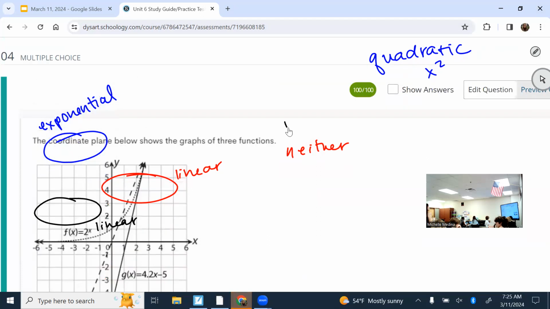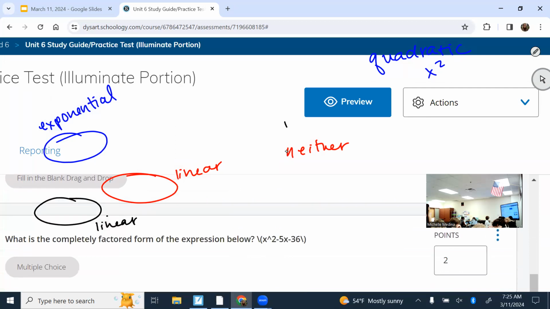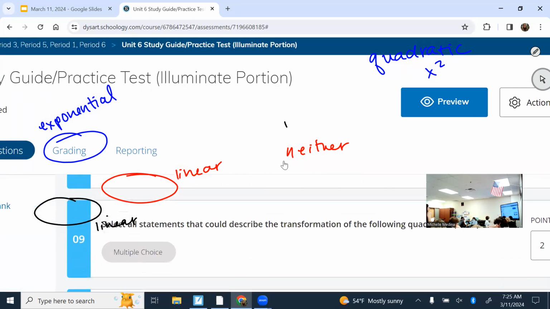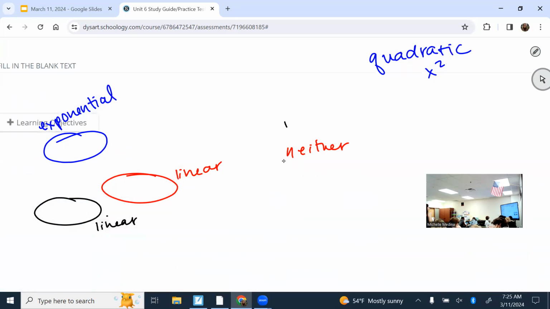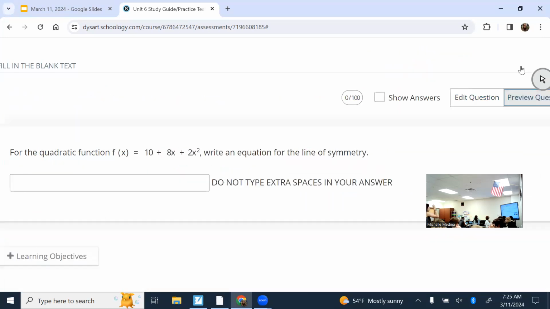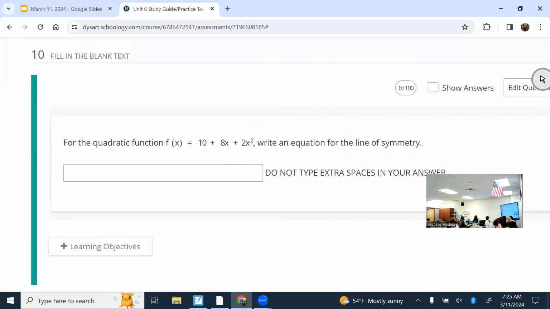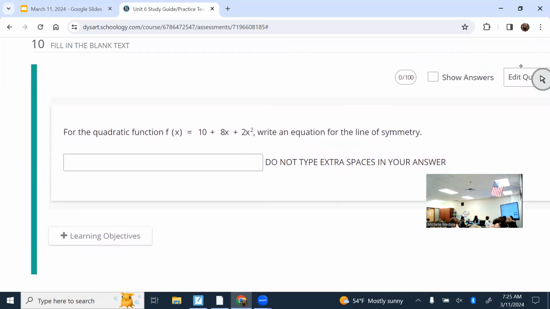Number 10 on the Illuminate, in case you guys are following along with those answers. So for this quadratic, we're writing an equation for the line of symmetry. I'm really glad we asked about this, because it maybe came up once when we were taking notes and we really didn't have an opportunity to practice it. But you are being asked that on your test.